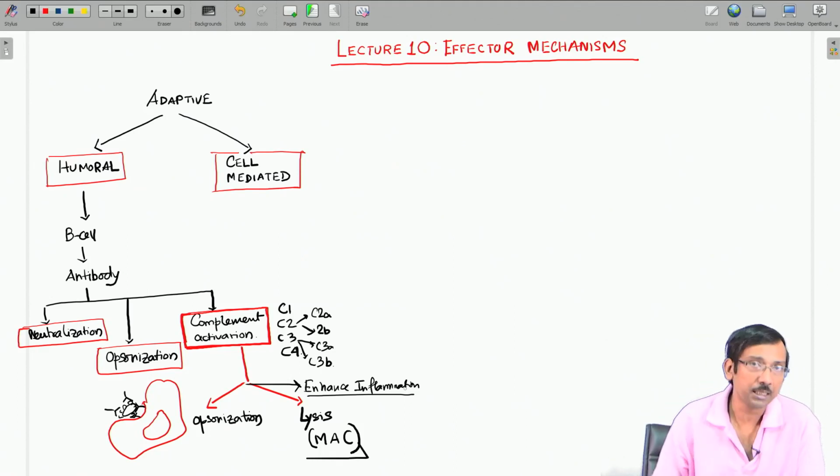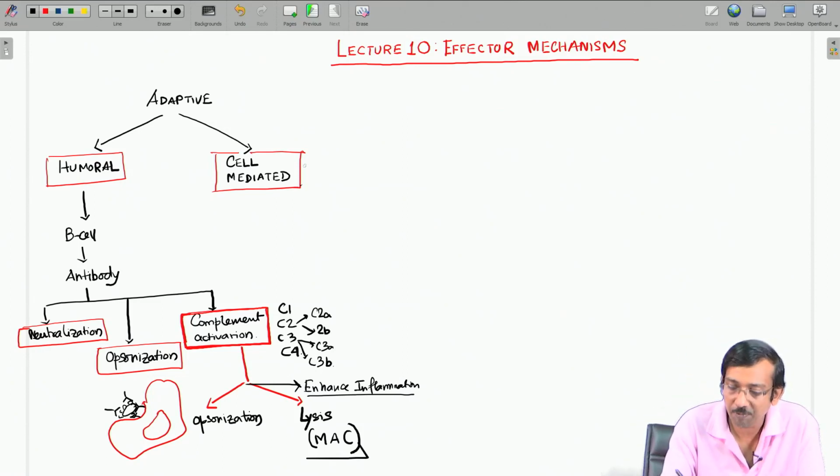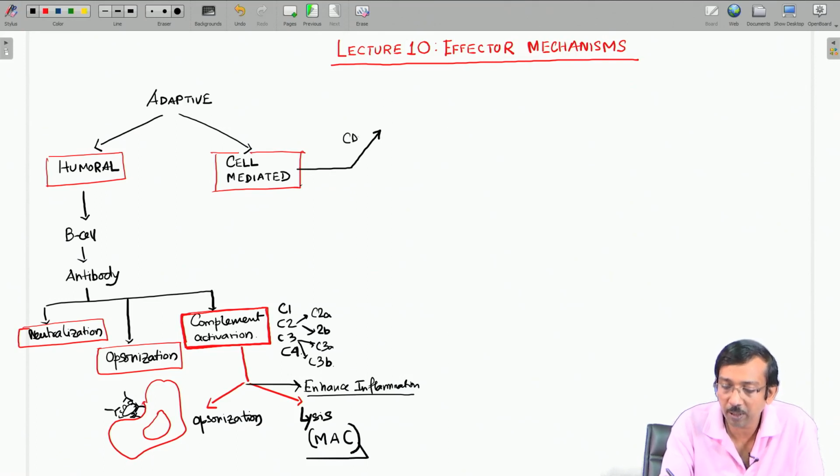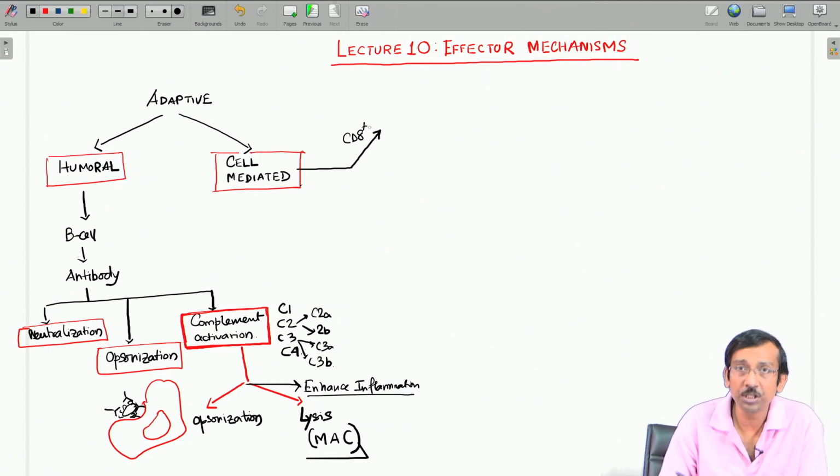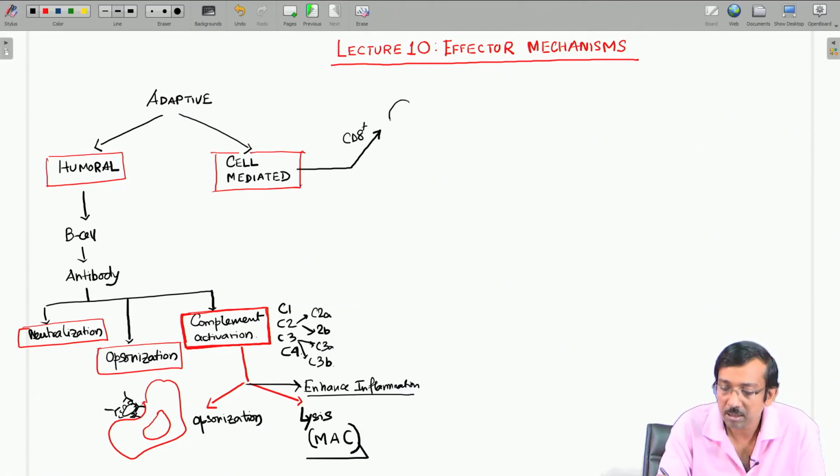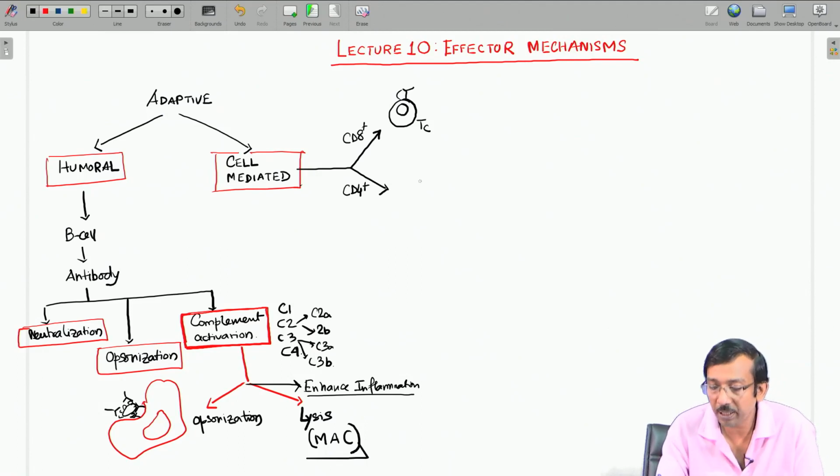Now, coming to the cell mediated part. What is the cell mediated part? The cell mediated part can again be broadly classified into two different parts. One is the CD8 plus cells, which finally develop into the cytotoxic T cells, TC, and the CD4 plus cells, which develop into the T helper cells.